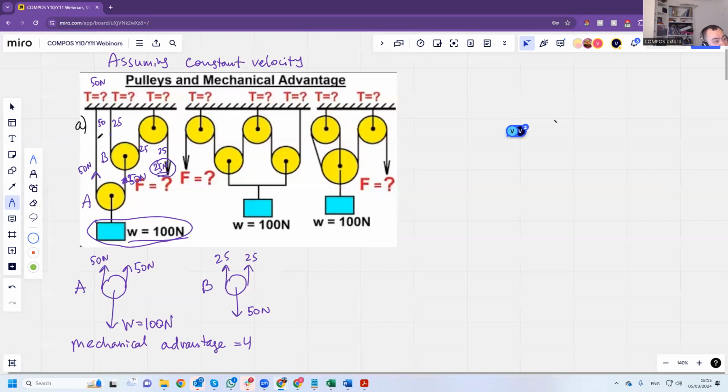Well, technically, it's attached to 3 ropes here. Here, here, and here. Okay, so it's suspended by 3 ropes, and the tension in these 3 ropes is 50, 25, 25. Okay, does that make sense?